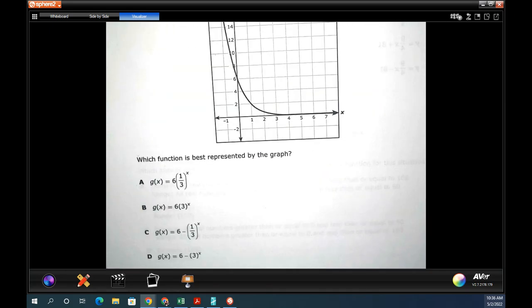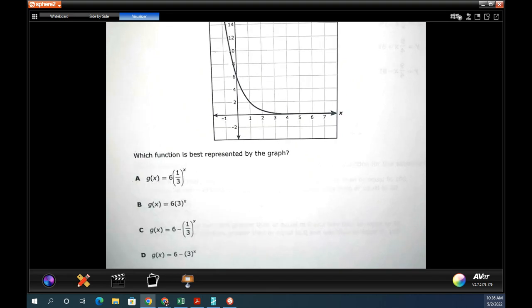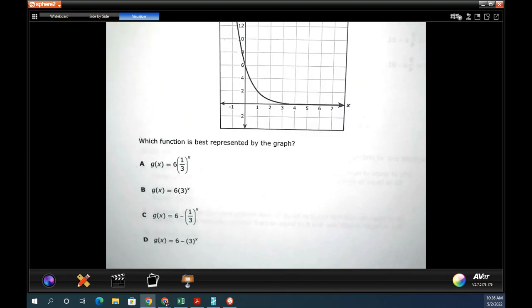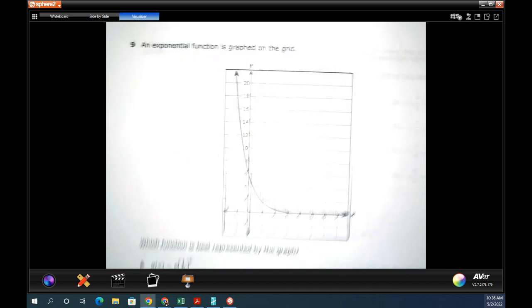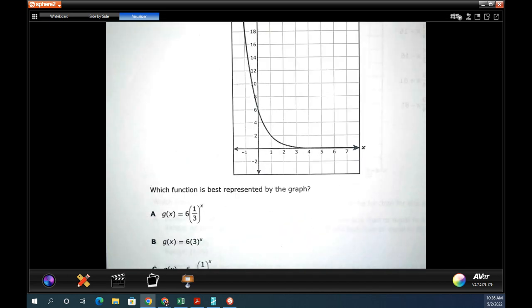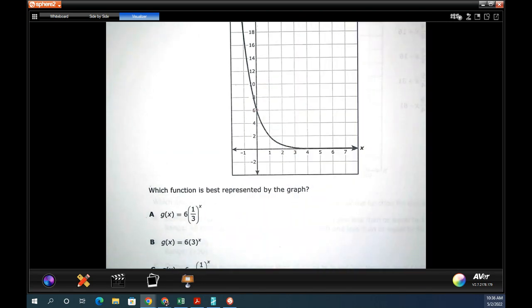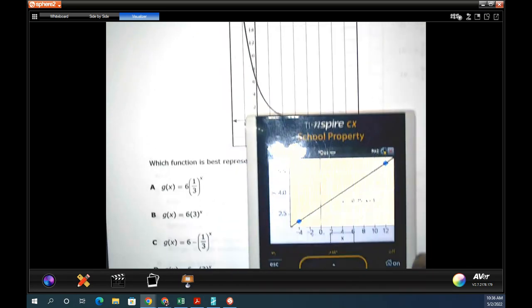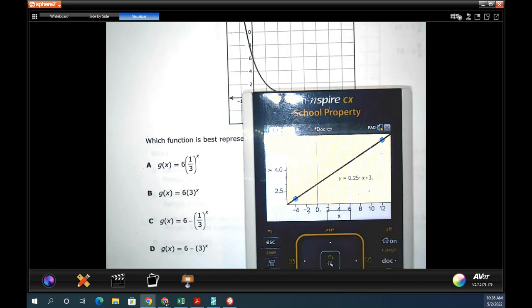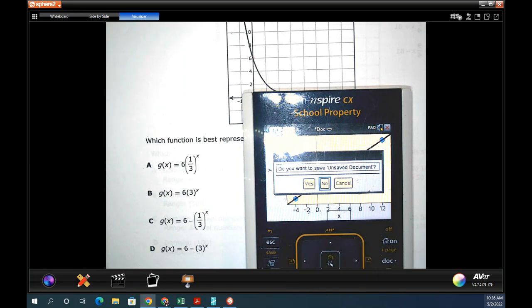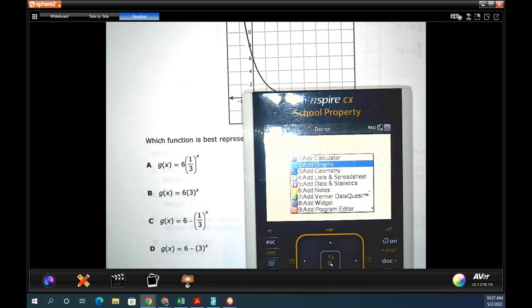Here's what I want to get to. Exponential functions. This is why I didn't go that deep into it. Which function is best represented by the graph? What's the y-intercept? 6. All right, here's what you're going to do. I'm going to show you how to do this. Let's go to home. New document. And we're going to add a graph. Let's type in A. Show you how to do that.